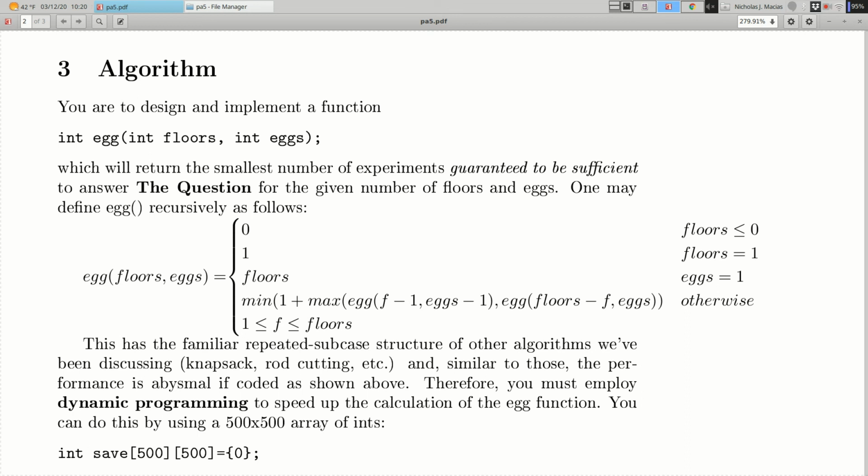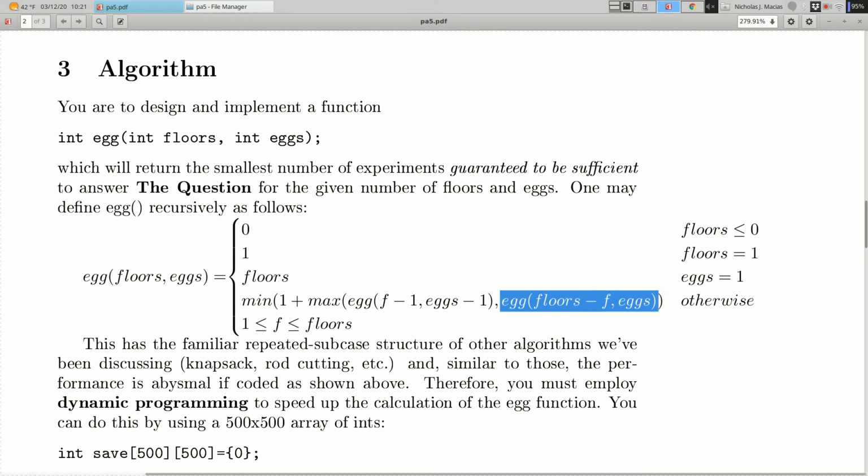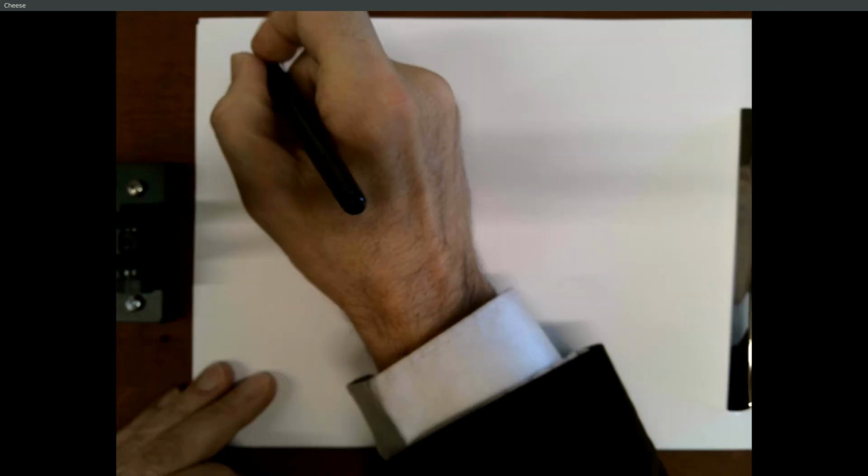So there's base cases, right? No floors, or only one floor, it takes one trial. Only one egg, it takes floor number of trials. But this piece in here, you need to make two recursive calls to the egg function. One is here, one is there. And then you need to take the largest of those two, right? So you can write a max function, or you can just use an if statement. There were some max functions I saw like this.